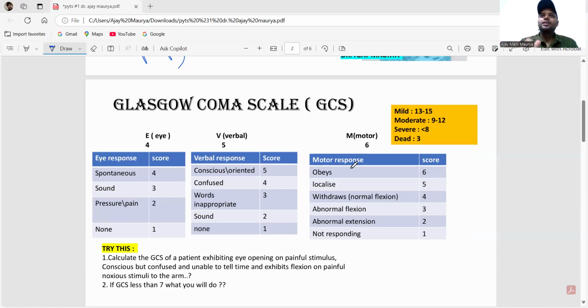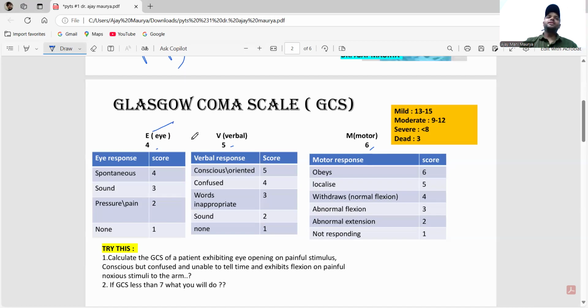We are going to assess the eye, verbal, and motor responses. The mnemonic is EVM, electronic voting machine: E is eye, V is verbal, M is motor. What is the highest score given for the eye? This is 4. It is 5 for the verbal, 6 for the motor. See here, this is an example.